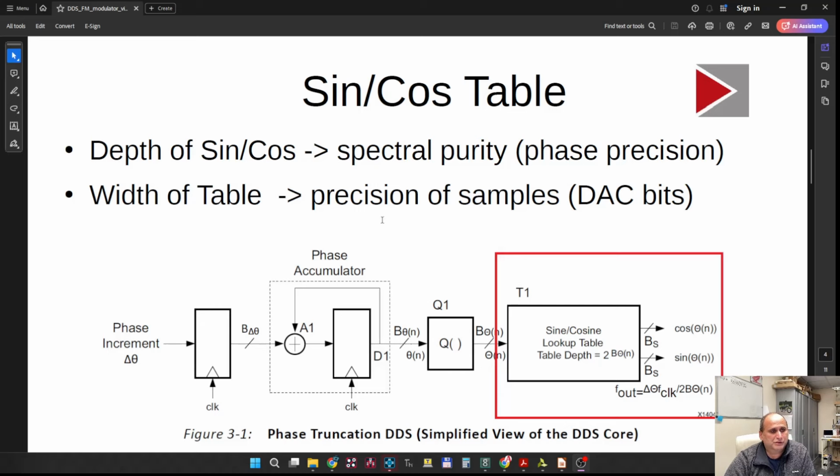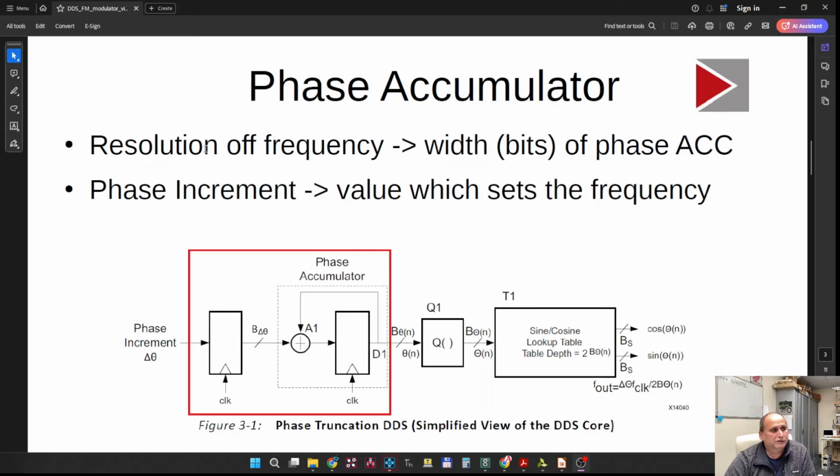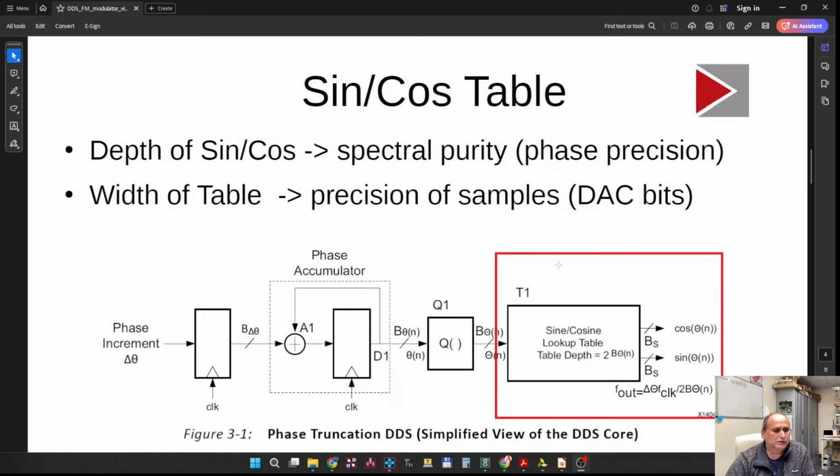Something which was to be mentioned here, actually, I'll go back one slide. The frequency resolution, so how finely we can tune the frequency, depends on how many bits we have in the phase accumulator. So the phase increment will control the frequency, but the number of bits in the phase accumulator will dictate how accurate the frequency is going to be, the precision of the frequency, let's say. Okay, so going back to the sine cosine table, it will dictate the spectral purity.